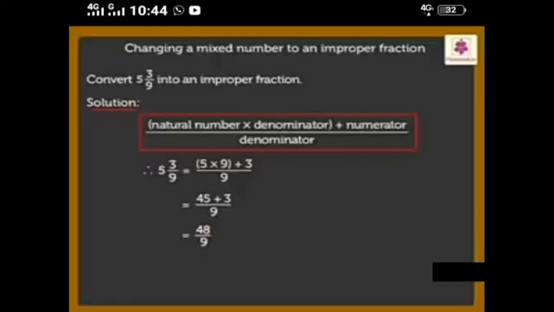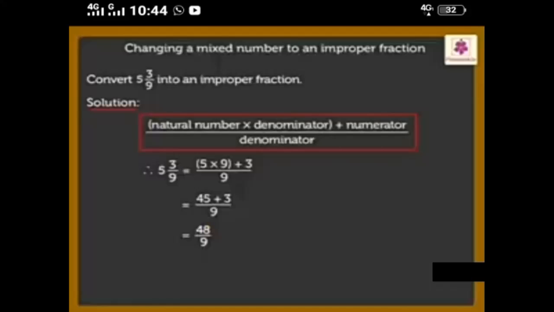What is the equation? Which equation are we studying now? Mixed fraction converted into improper fraction. The equation is: natural number into denominator plus numerator, by the same denominator.